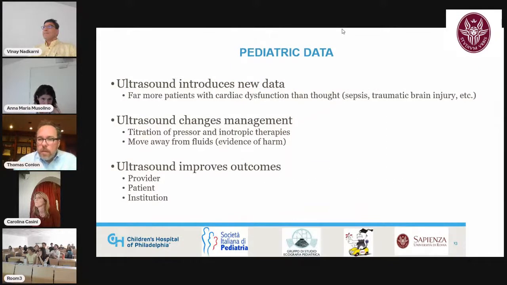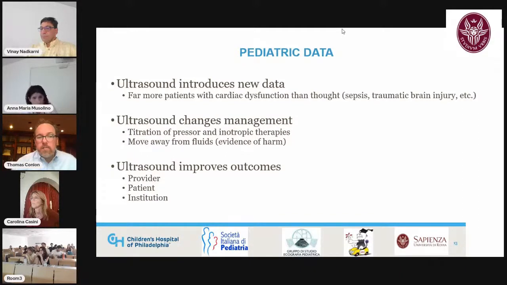Now, without going too much into the literature, here are some of the basics of what we know about ultrasound and shock. We know that across disciplines, whether in adult medicine or pediatrics, it introduces new data. We have far more patients who present with cardiac dysfunction as a manifestation of their state of shock than we originally thought. And this is being seen in many different patient populations, whether in sepsis, pediatric traumatic brain injury, or pediatric cardiac arrest.